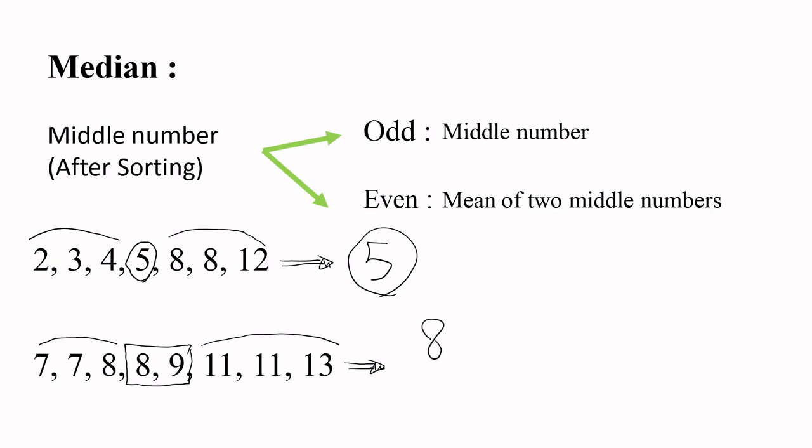By adding these two numbers, 8 plus 9, and then dividing by 2, or calculating the average or mean of these two numbers, it will be 8 and a half. So 8 and a half will be the median of this group of numbers.